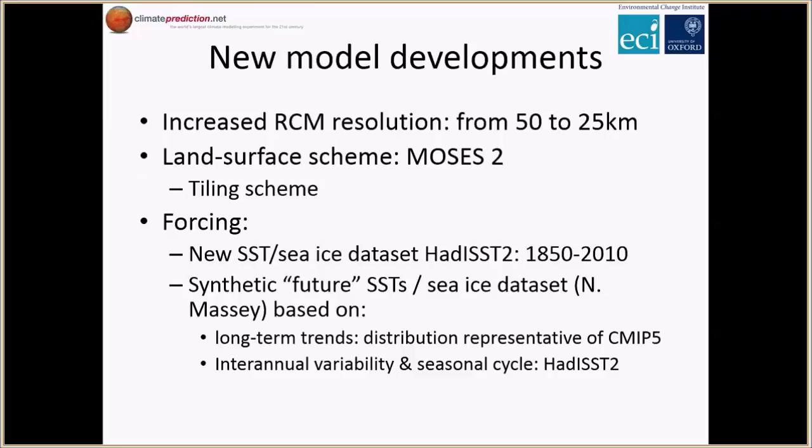And for the future, we're using a synthetic dataset created by Neil Massey in our group, which basically uses CMIP5, so the coupled climate models, to estimate long-term trends in sea surface temperatures and sea ice, and apply these to observations. And then internal variability and the seasonal cycles are derived from the observed.